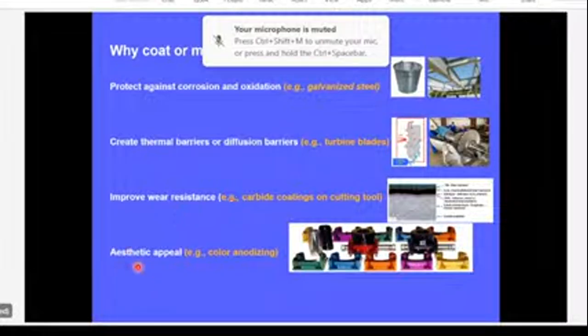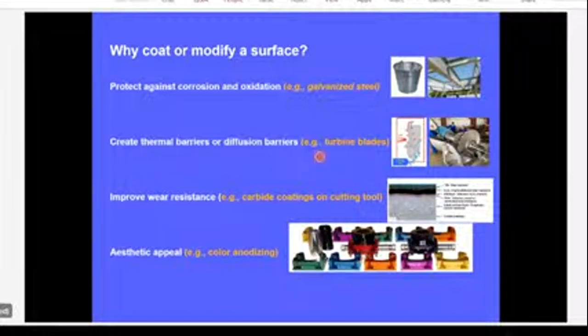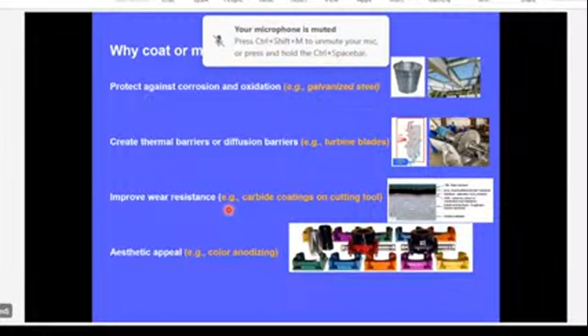And finally, we want to have some kind of an aesthetic appeal. The surface should be pleasing, and that can be achieved, for example, in color anodizing. You're able to create parts that have color as surface. So one or more of these reasons could be why we want to modify or coat a surface.